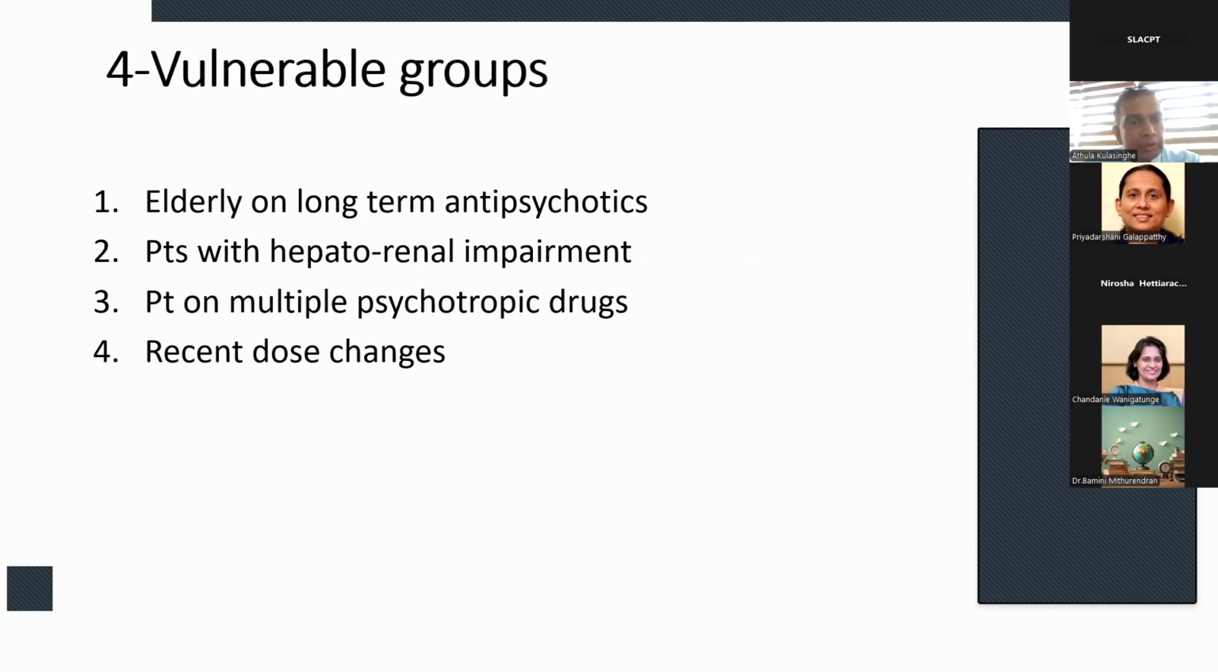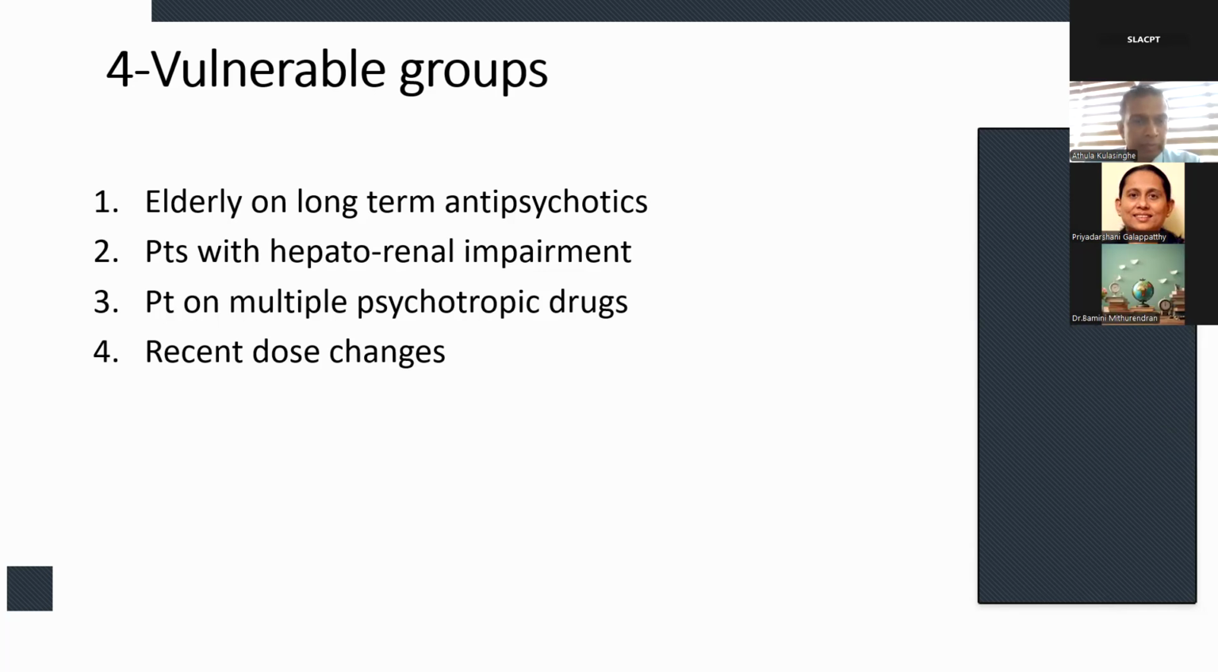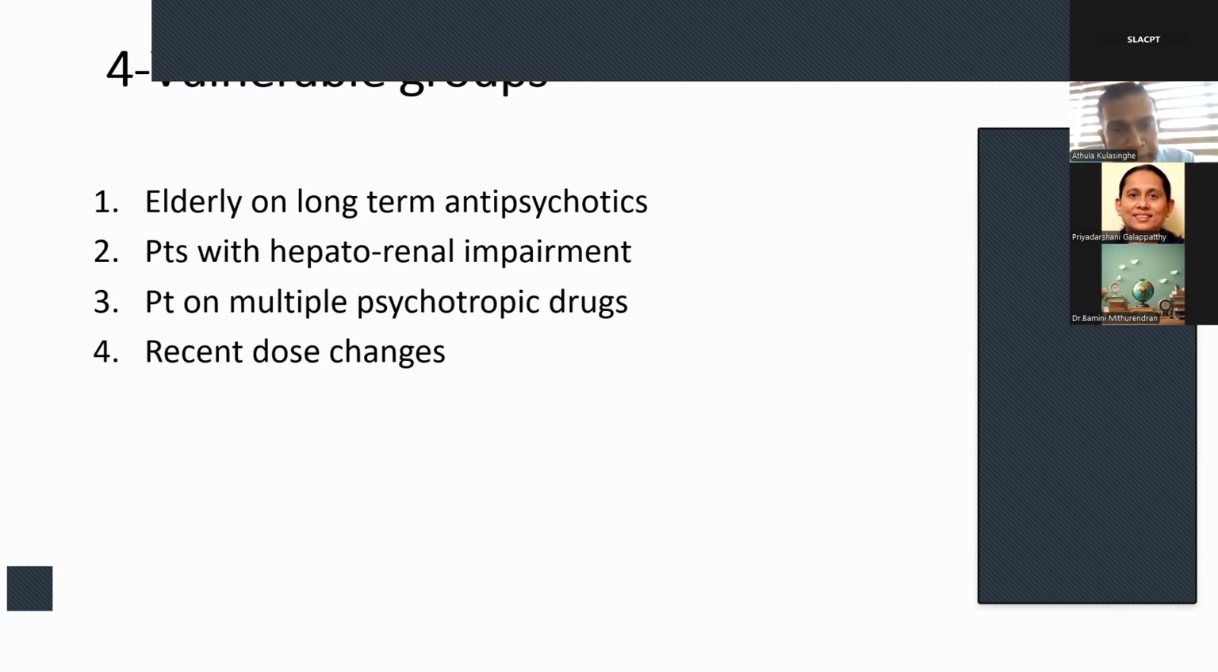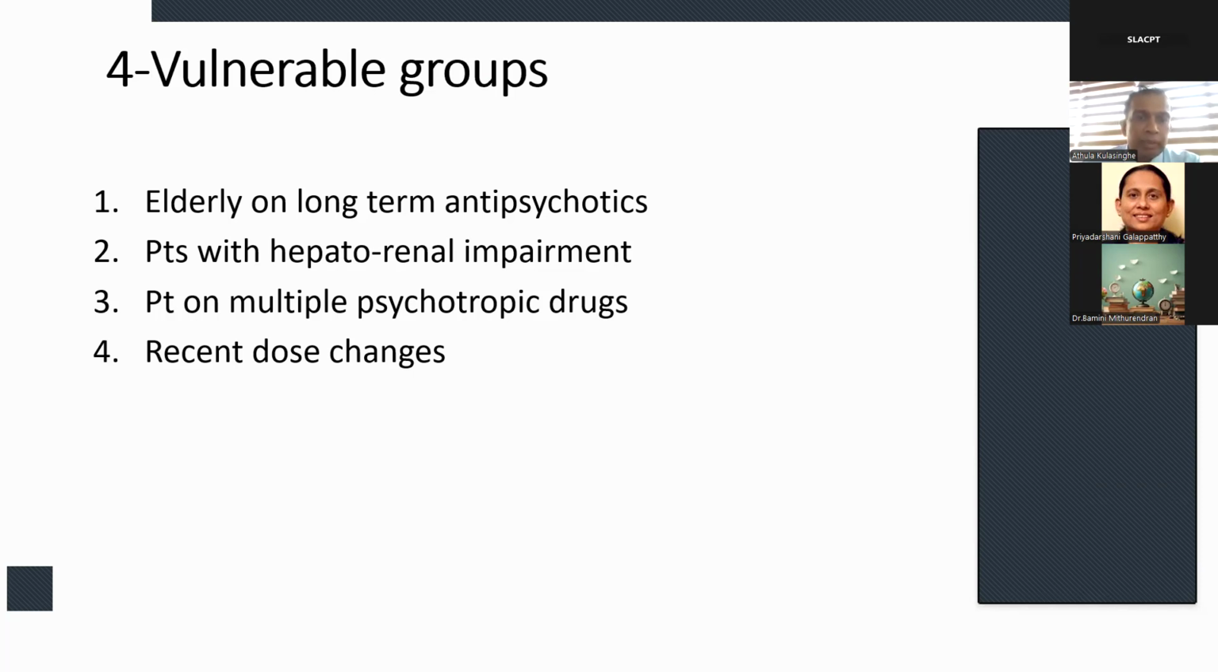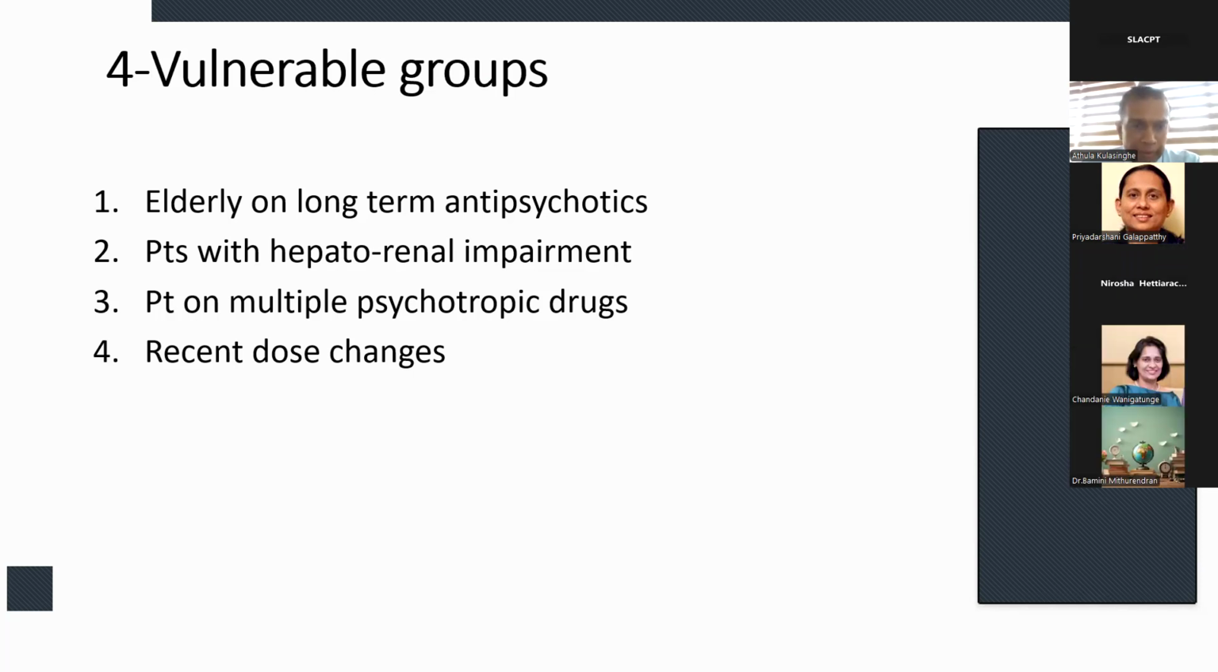Elderly patients who are on long-term antipsychotic and psychotropic drugs are very vulnerable. Most of our elderly patients may have some sort of renal or hepatic impairment, so drug elimination is impaired, mainly renal, and on some occasions hepatic or both. So, patients with end organ failure.